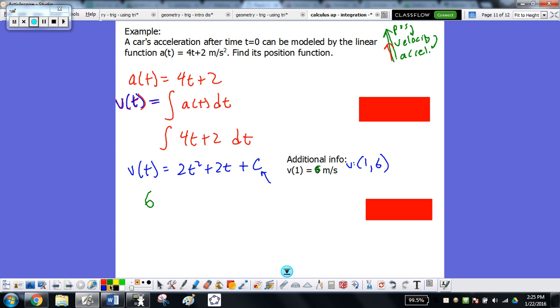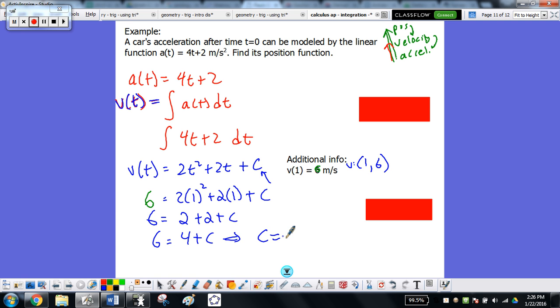So that's going to become 1 squared plus 2 times 1 plus c. T equals 1, the velocity v equals 6, replace those, and there you go. Well, this is a very easy equation, isn't it? 6 is equal to, that's just 2, plus 2 plus c, 6 equals 4 plus c, which implies that c equals 2. Finding c, well, we found it.